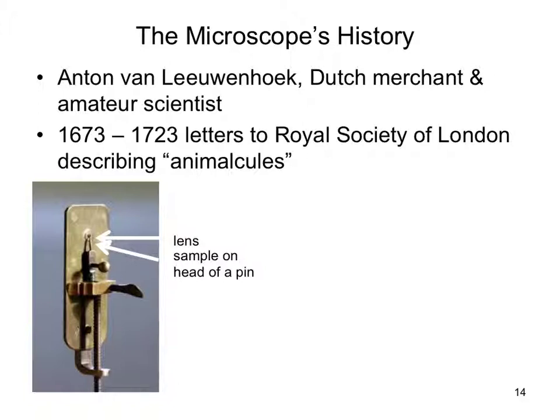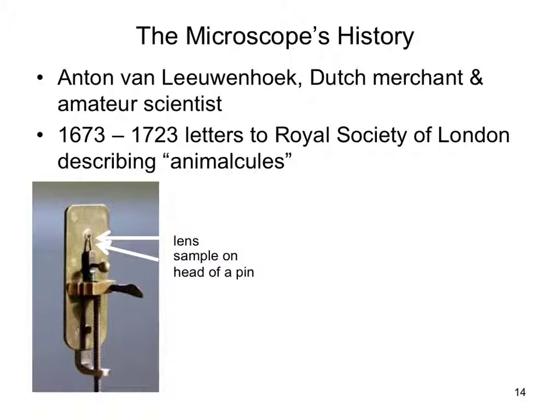And in the era, or in the years 1673 to 1723, he wrote a series of letters to a society called the Royal Society of London. That society is still in existence today. I think it's the oldest natural science group still in existence today. And in those letters, Van Leeuwenhoek described small or tiny creatures that he referred to as animalcules, and he included a number of drawings and descriptions of them.